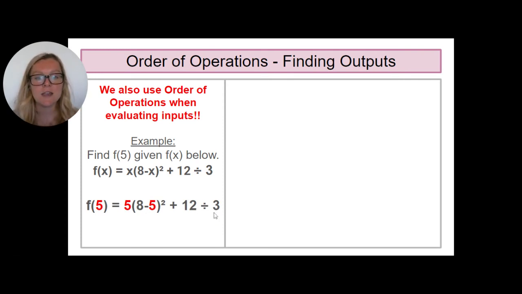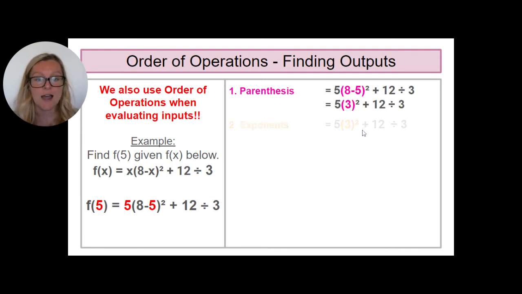So remember, P comes first. P stands for parentheses. So we're going to do this 8 minus 5 first to give us 3. Copy down the rest. Next, we have the exponents. So I need to square 3 or do 3 times 3, which will give me 9.